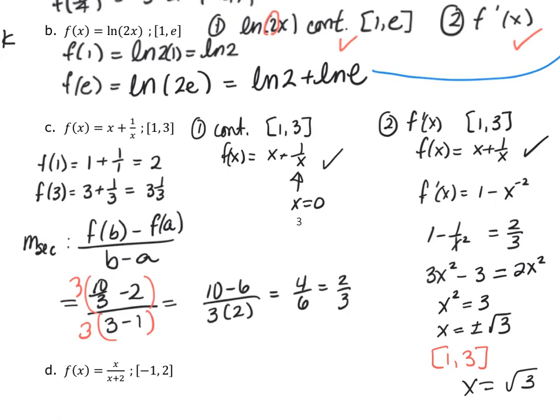If I were to take the derivative of my function and evaluate at the square root of 3, I should get the exact same answer as if I would have done the evaluation at the left side and the right side and found the slope between those 2 points.